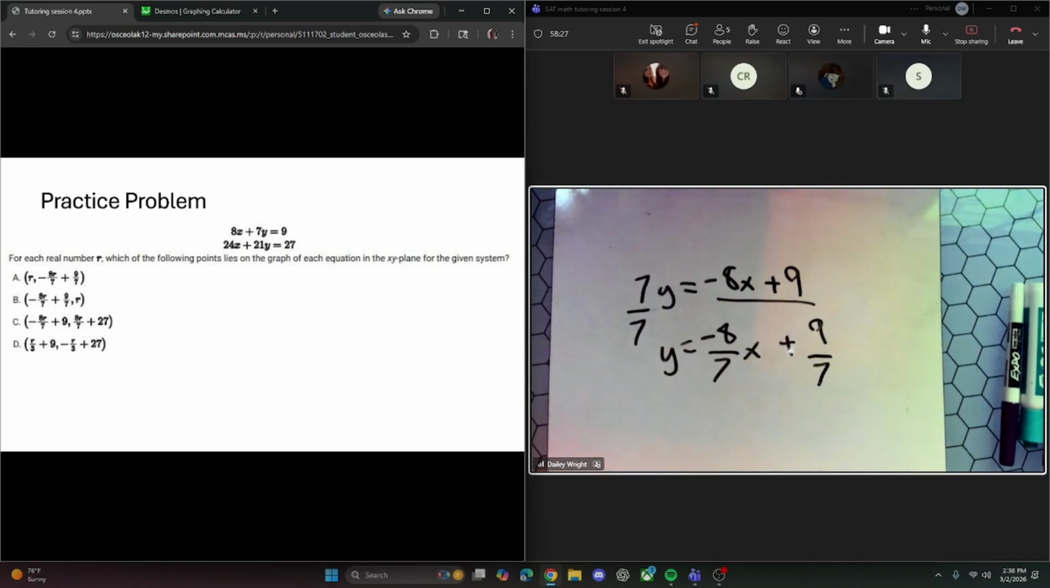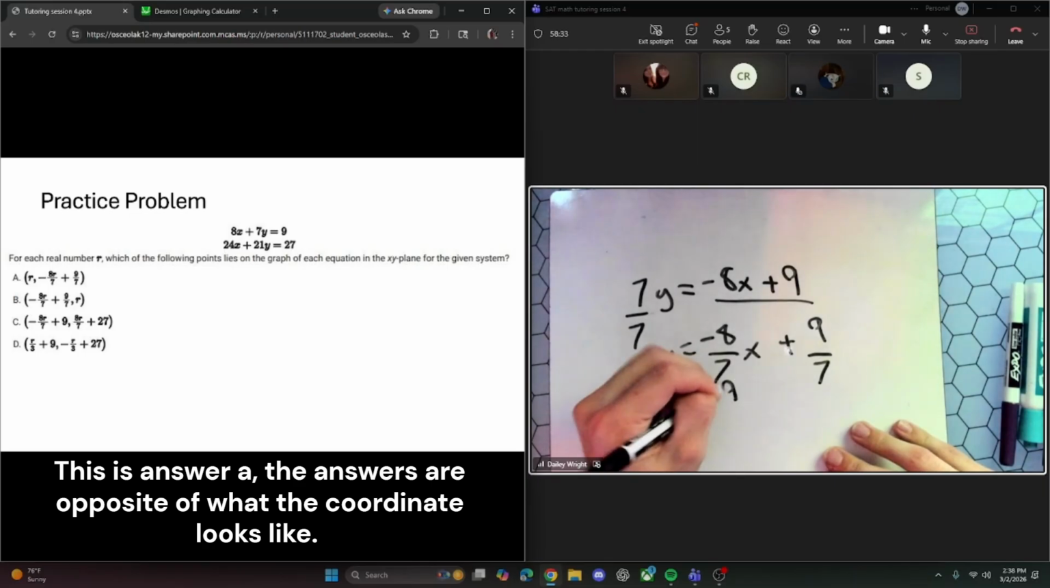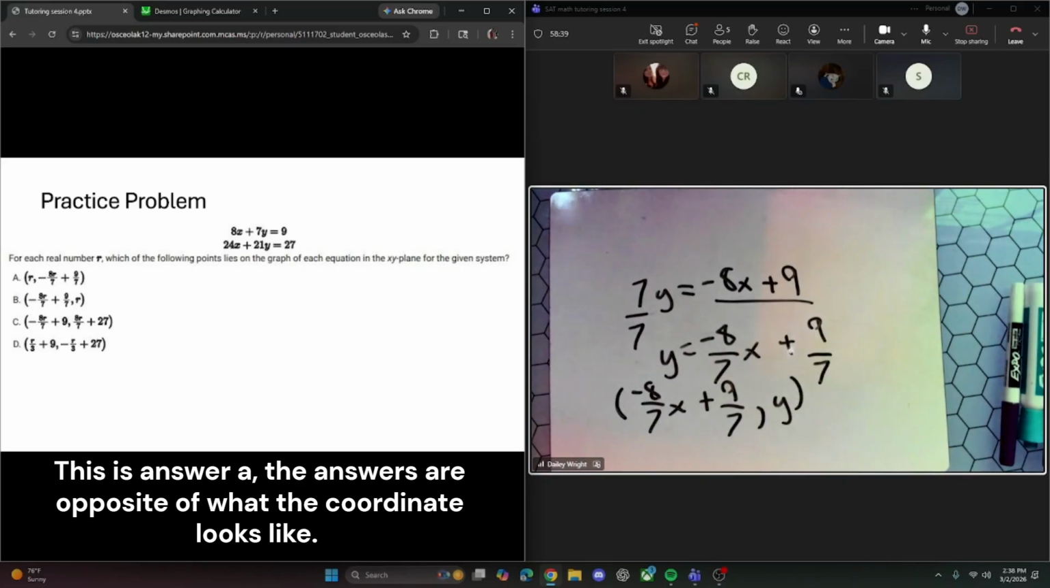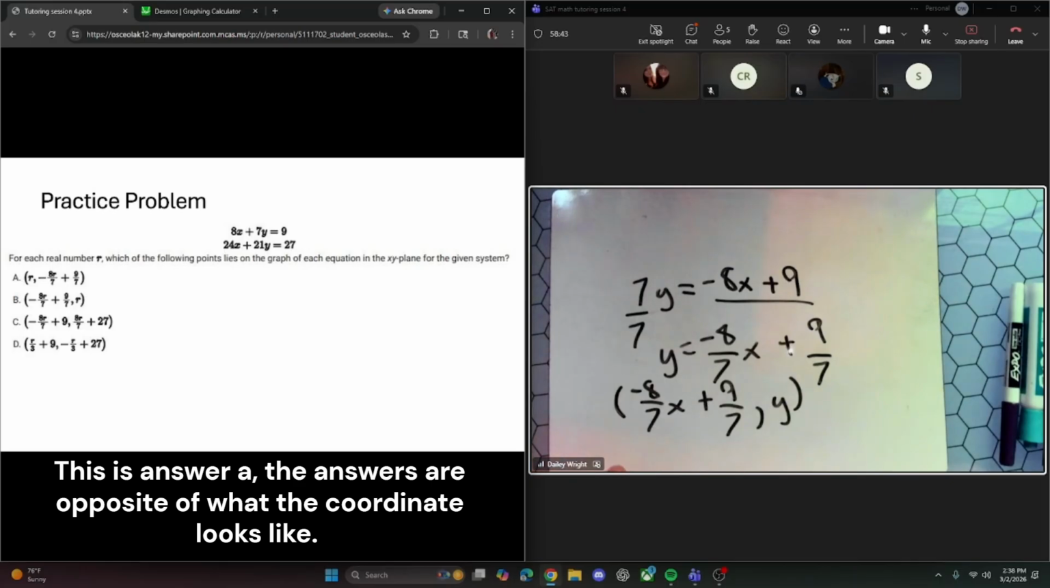And then if you want to write this in xy form, negative 8 over 7x plus 9 over 7y. And that looks very similar to our answer B. Once you convert it into r's, it's going to be negative 8 over 7r plus 9 over 7, comma r. So that is your correct answer.